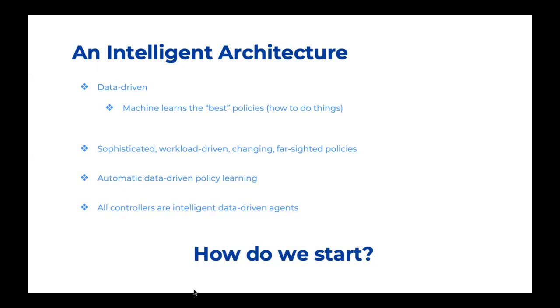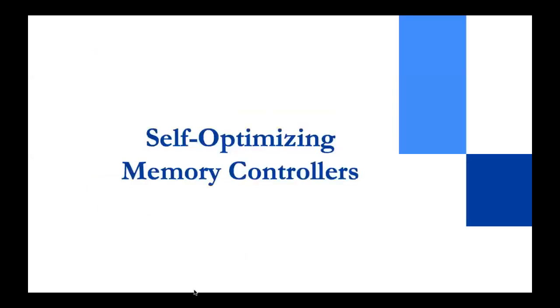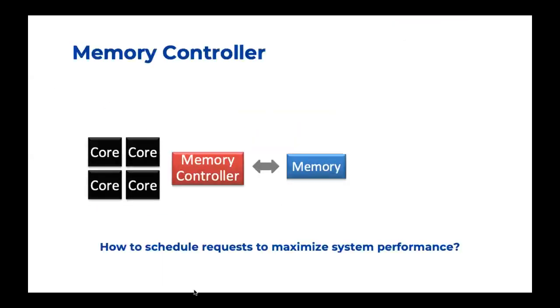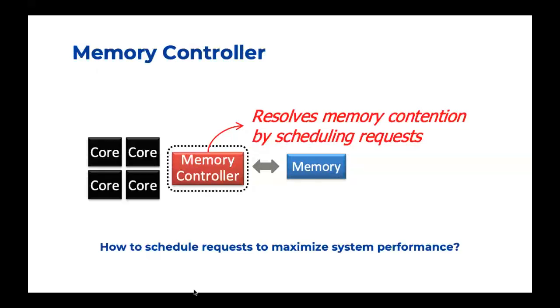All controllers should be intelligent, data-driven agents. The memory controllers we have, all of them should be intelligent and data-driven agents. So how can we start this kind of architecture? What we need is self-optimizing memory controllers. The memory system we have is like this: memory, a memory controller, and a processor. The question is how to schedule requests to maximize system performance. Memory controllers work by resolving memory contentions and scheduling requests.